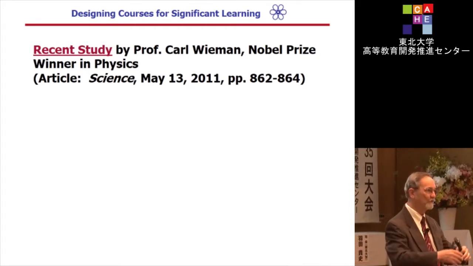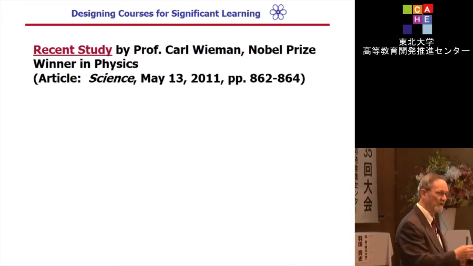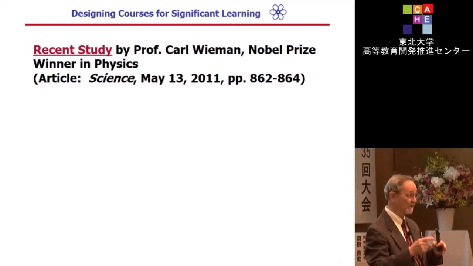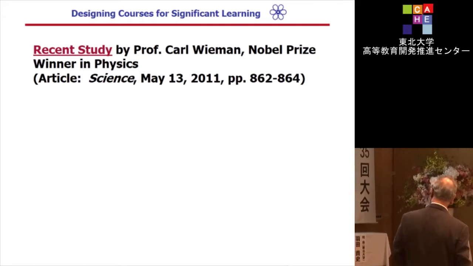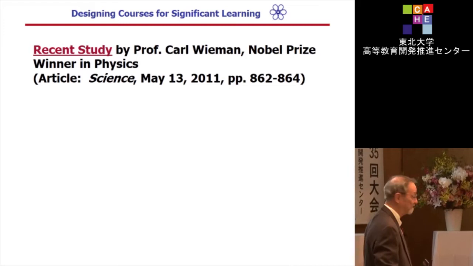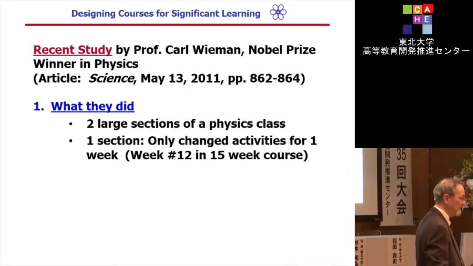But he decided to use all the fame and the money he got from the Nobel Prize not to do more physics work, but to work on science education. So he's been doing that for the last several years at the University of Colorado in the US and at British Columbia in Canada. And he published an article on this in Science Magazine, a very prestigious magazine, in 2011. Here's the experiment he did.